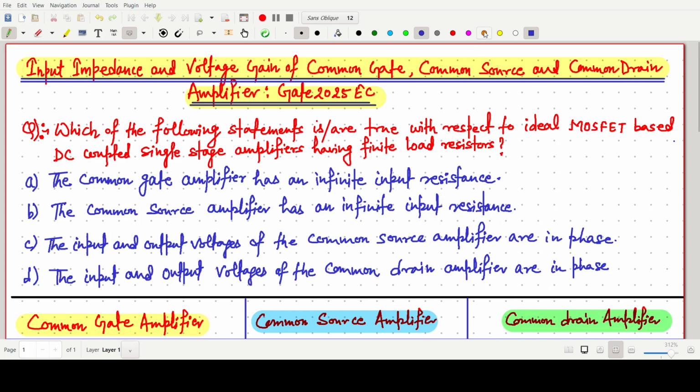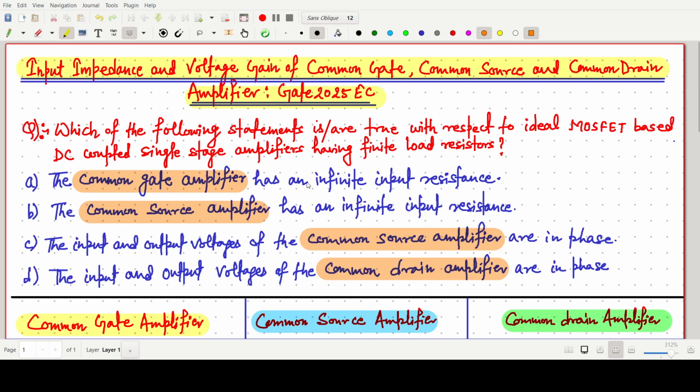So here we observe that the question is based on common gate amplifier, common source amplifier and common drain amplifier. So what I did first, I have drawn the circuit for the common gate amplifier, common source amplifier and common drain amplifier, and we will derive.